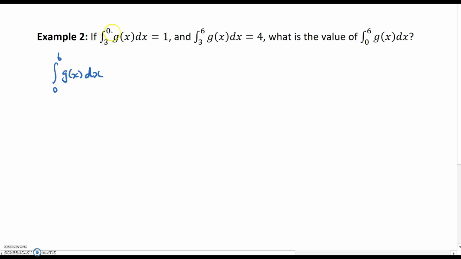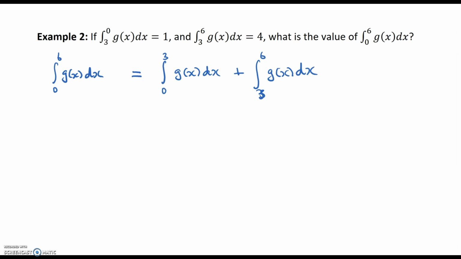Well, seeing as this is broken up at 3, we can adapt what we've got here, and we can say we're going from 0 to 3 of g of x dx, and then complete it by going from 3 to 6 of g of x dx, and I hope that makes sense to you. Overall, the path has to go from 0 to 6, but we're allowed to do that if we stop off at any intermediate step. So we can go from 0 to 3, and then go from 3 to 6, and we simply add the two answers.